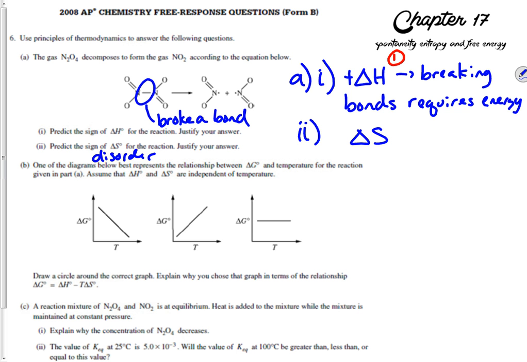I'm gaining disorder, right? It's as simple as this: I went from one molecule to two. I'm gaining disorder. So it's definitely positive, and that's exactly what you can write. You went from 1 mole of gas to 2 moles of gas, right? 1 point.